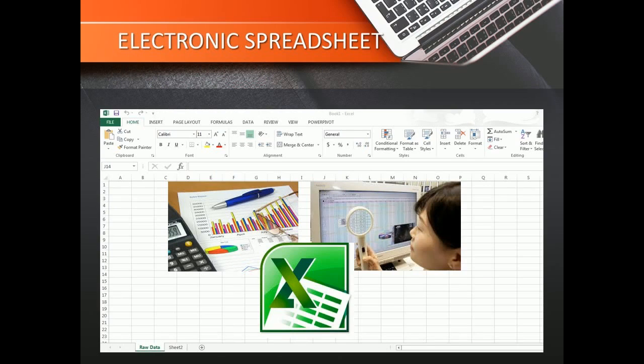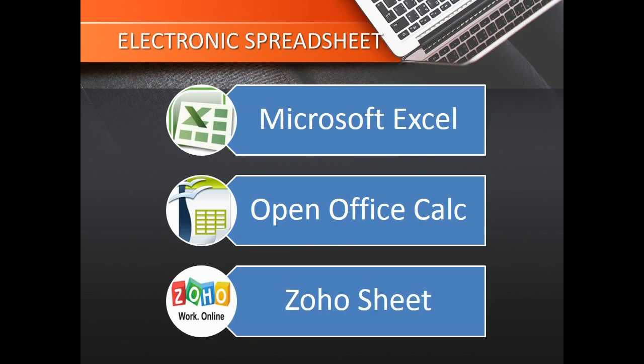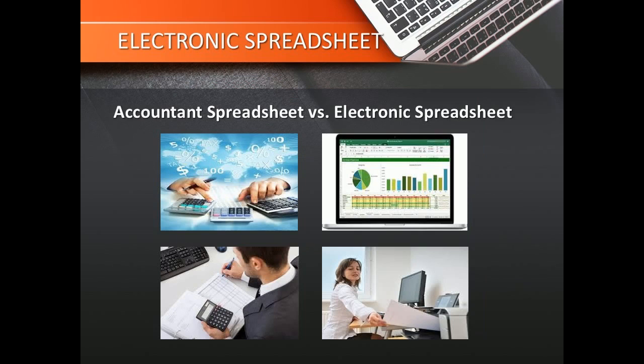Electronic spreadsheets or spreadsheet programs allow the user to simulate a spreadsheet on screen. Some examples are Microsoft Excel, OpenOffice Calc, and Zoho Sheet. There are features of electronic spreadsheets that are not normally available in paper spreadsheets.